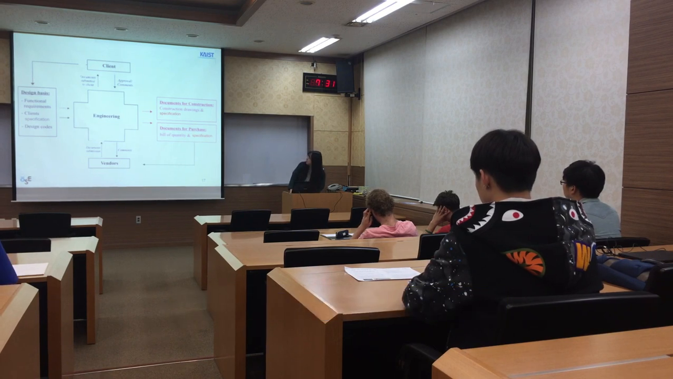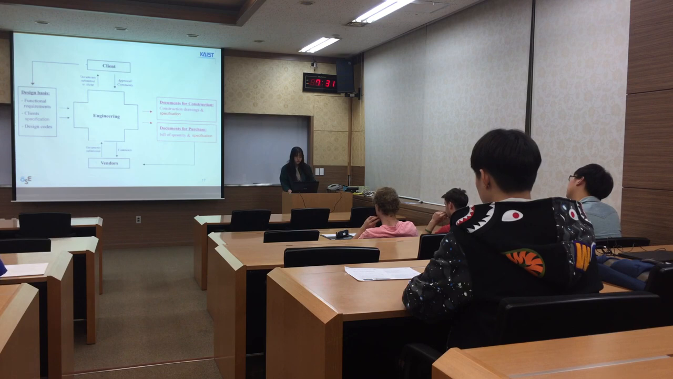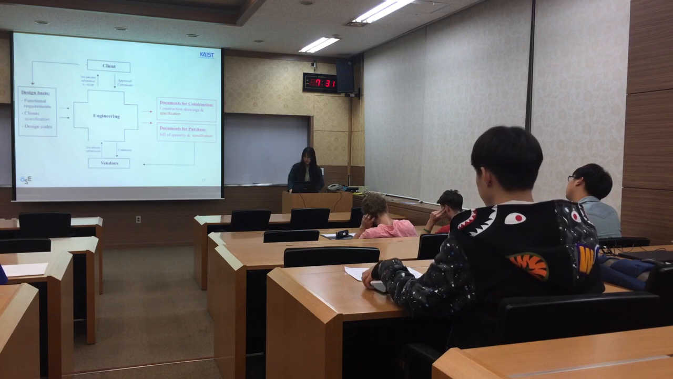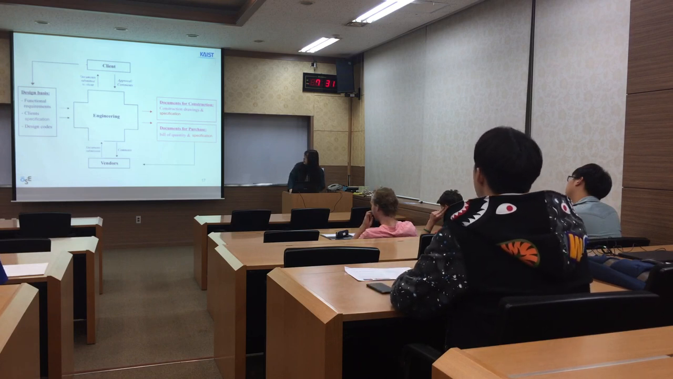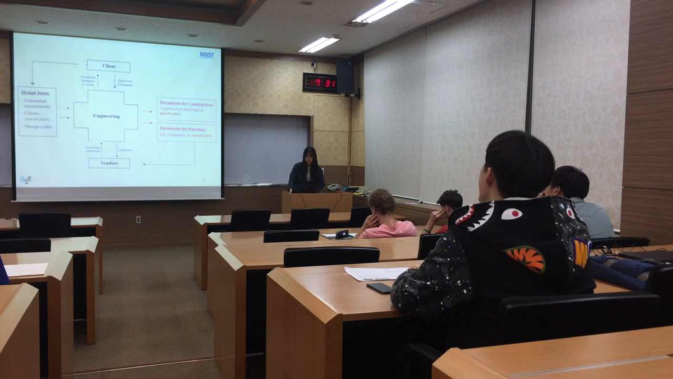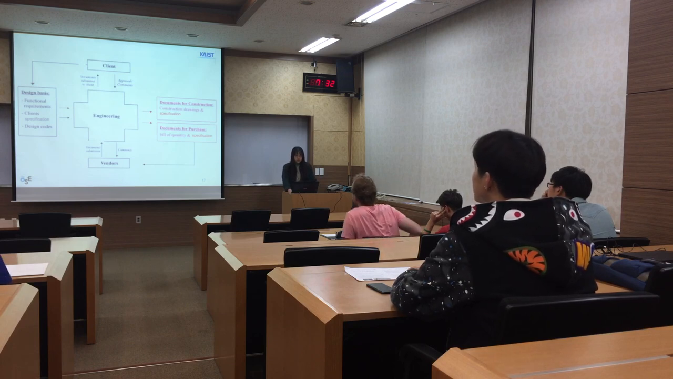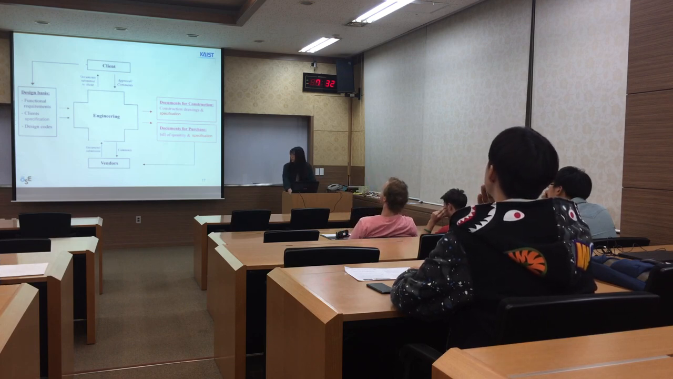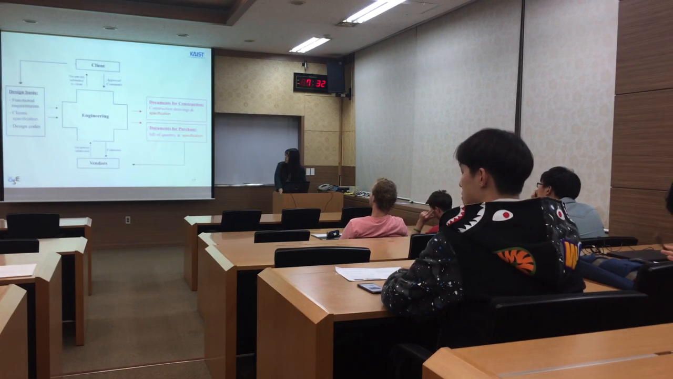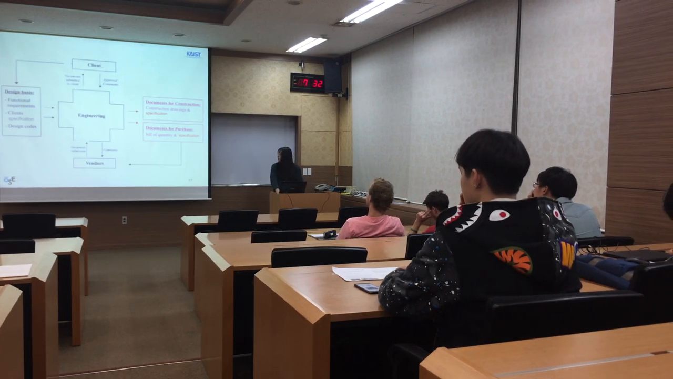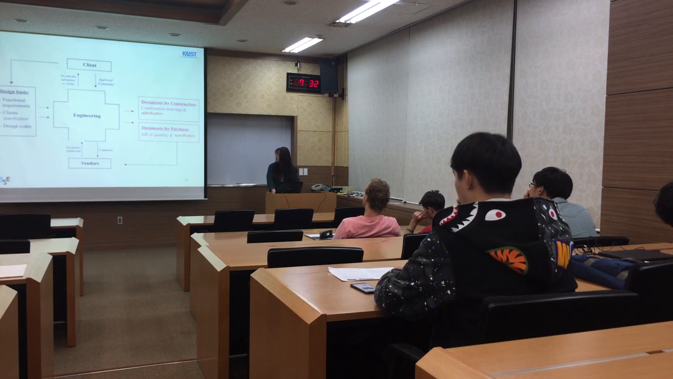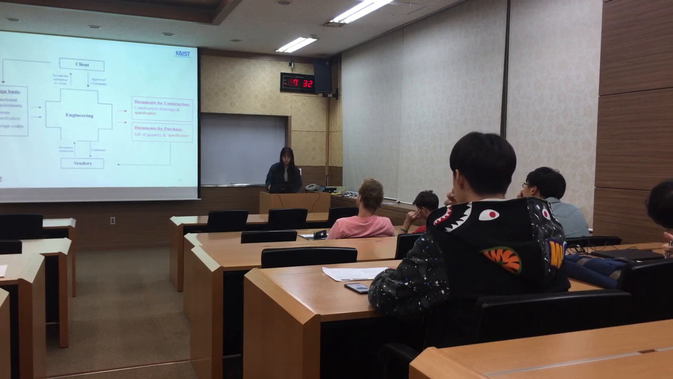Here's a diagram of the process. We can get the design basis from the client first, like functional requirements or some specifications and design codes. Then based on those design bases, we go through the engineering step. During the engineering, we have to give some information about our process to clients and then get some improvements or comments. And maybe we can reflect their feedback to satisfy clients more.